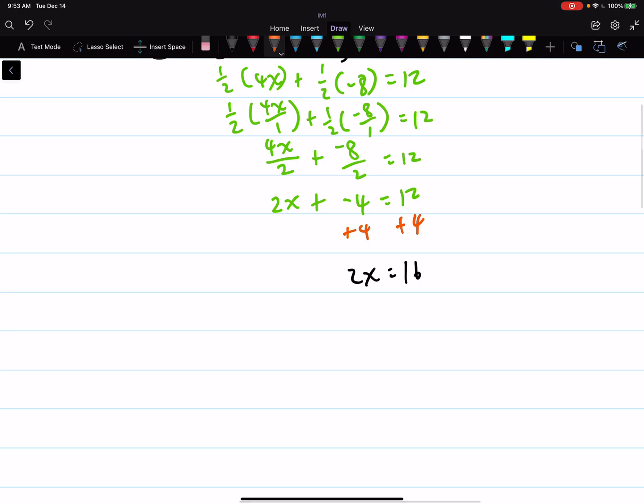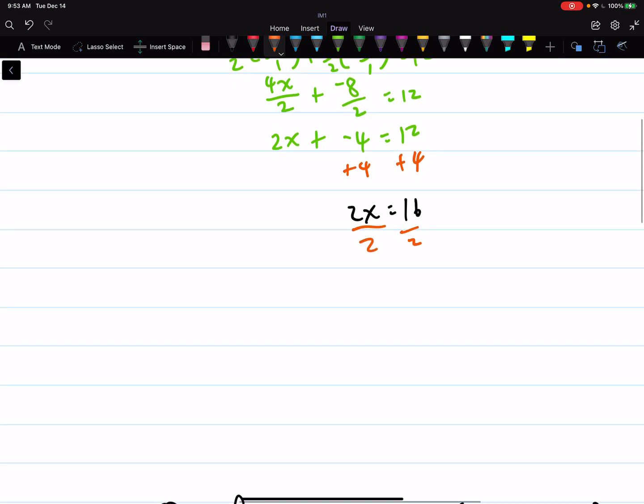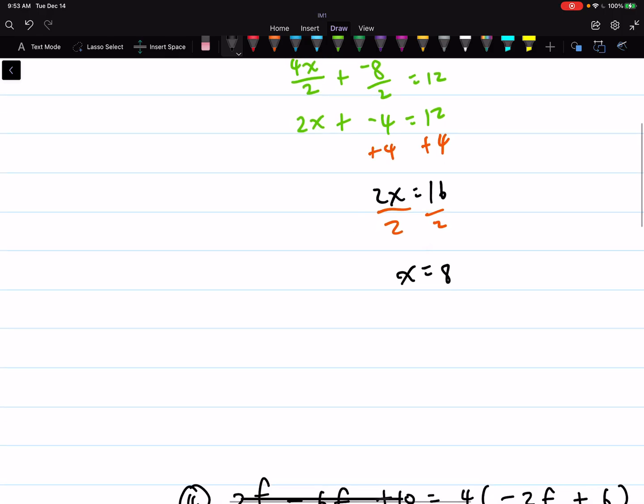And then I'm going to divide by 2. And then I got x is equal to 8. Why? 2 divided by 2 is just 1. 1x is just x. 16 divided by 2 is 8.